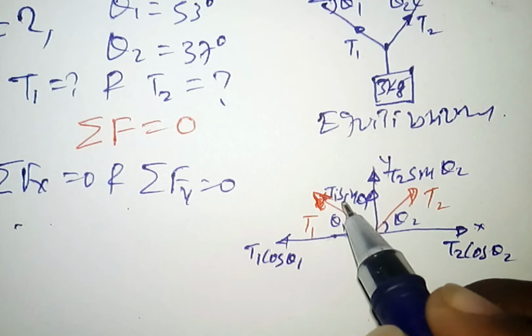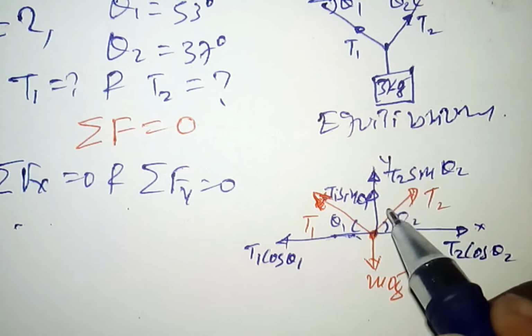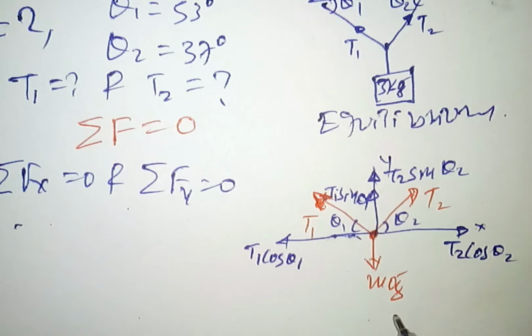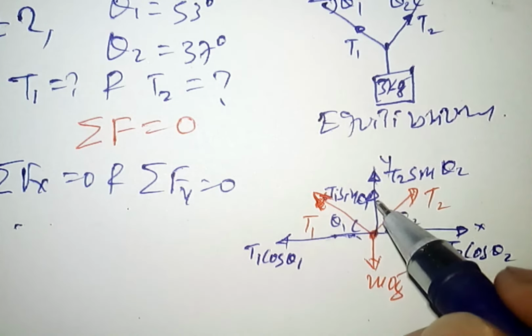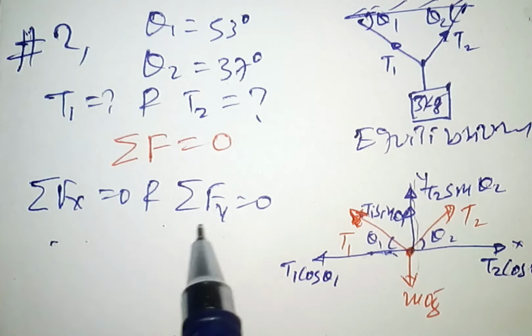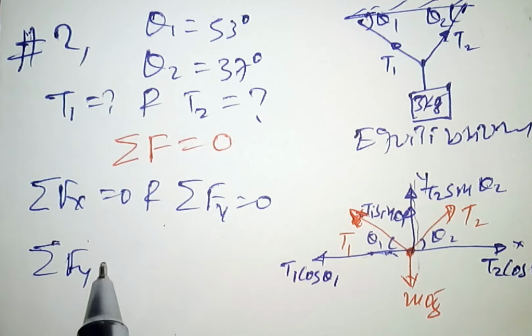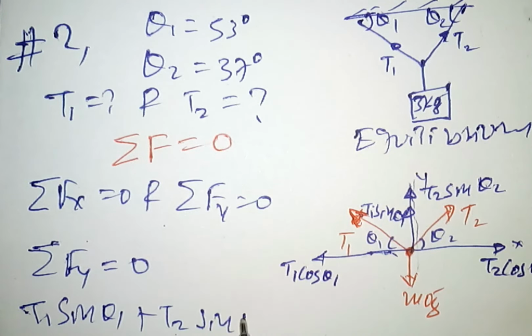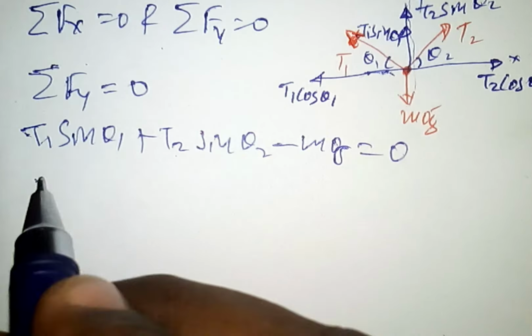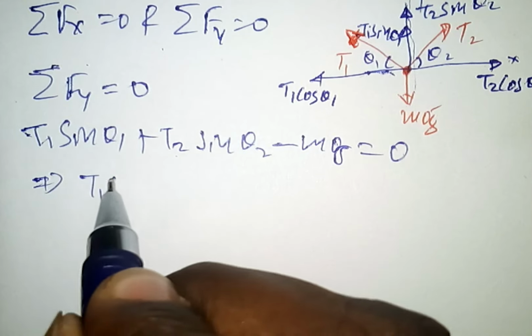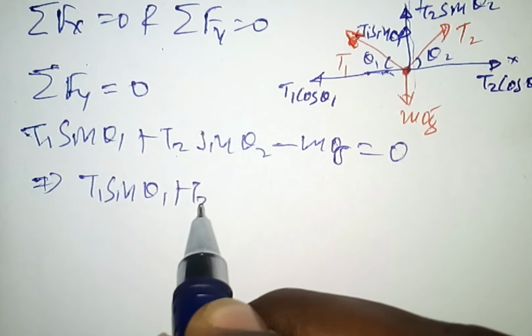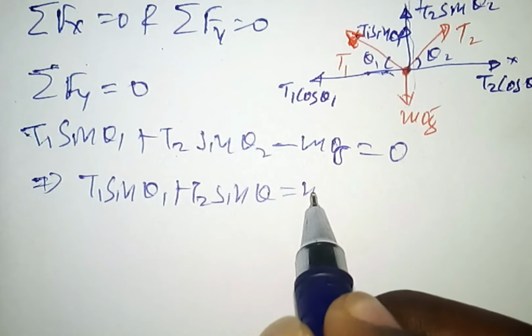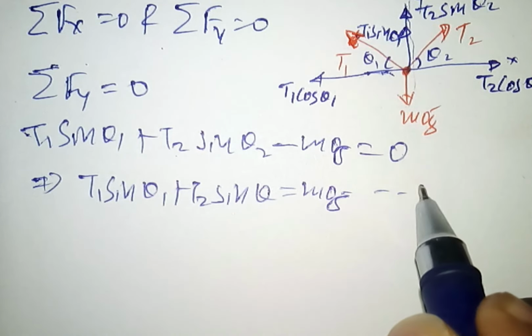So the components of T1 and T2 acting along the y-axis are parallel, they are both upward, and mg is downward. So for the vertical components, the sum of all Fy is equal to 0, which means T1 sine theta 1 plus T2 sine theta 2 minus mg is equal to 0. Then if we rearrange this equation, T1 sine of theta 1 plus T2 sine of theta 2 is equal to mg, as the first equation.